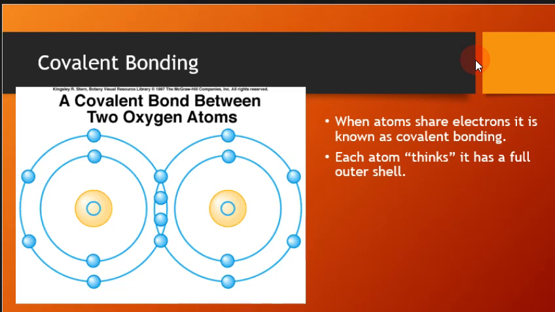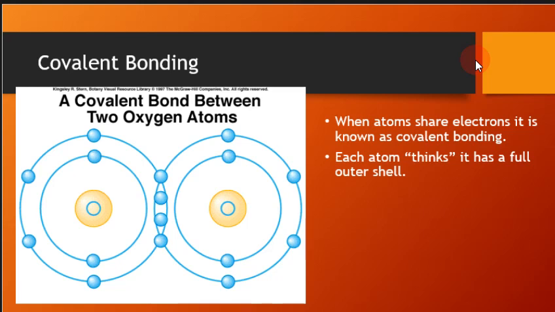All right. Now, when atoms share electrons, it's known as covalent bonding, and it's a little tighter of a grip. Ionic bonding, they can be separated somewhat easily, but they're still ions, and they'll come back together when they can, like a magnet. Here we actually have sharing, so it's a little stronger bond right here.